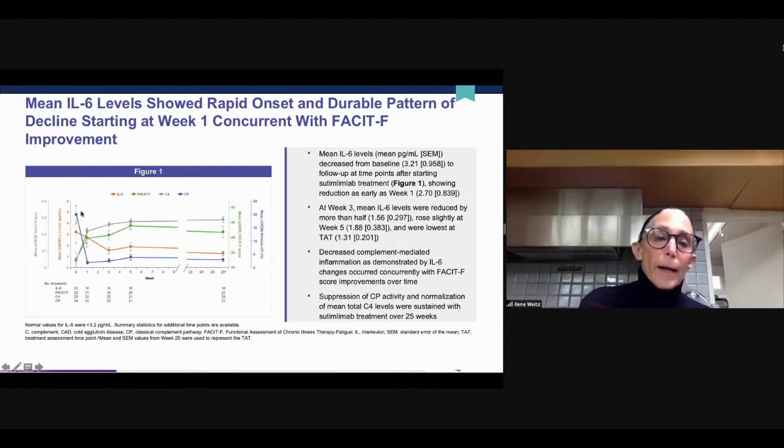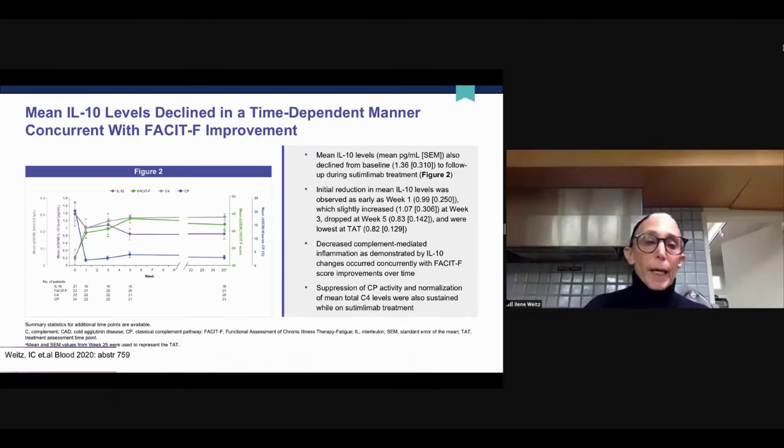And if you look at the actual Wieslab complement activity, you can see that it drops by the first week. So it's highly effective in shutting off the complement activity, and once it's down, it stays down. And if you look at the C4 levels, which tend to be low because of consumption, they rise, normalize, and stay normal. So suppression of the CP activity and normalization of the C4 were sustained for the 25 weeks of the study.